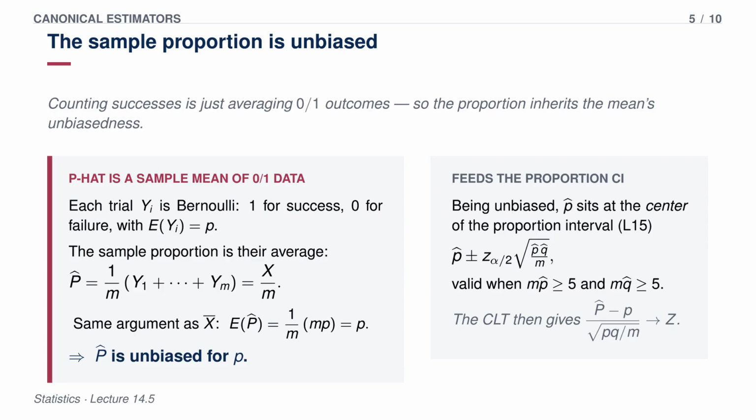P hat plus or minus c times the standard error, as long as the sample's big enough: n p hat and n q hat both at least 5. The central limit theorem standardizes p hat into a z, and it's the unbiasedness that keeps the interval honestly centered.